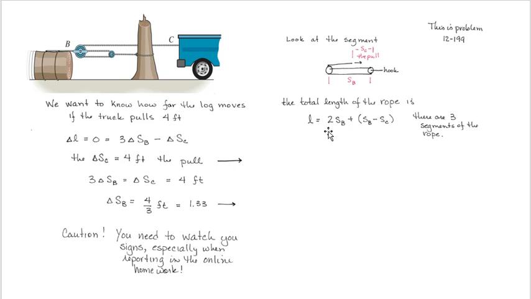Again, if we're going to do the change with respect to time, the change in the length of the rope isn't going to change. So we know that that's got to equal 0. So it's going to be 3 times the change of SB and minus 1 of the change of SC. And if we know that we've pulled the change of SC is 4 feet, we can go through this and we know that we're going to move this log 1.33 feet in that direction.